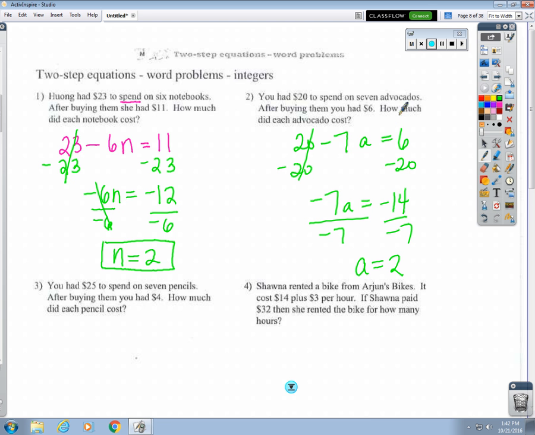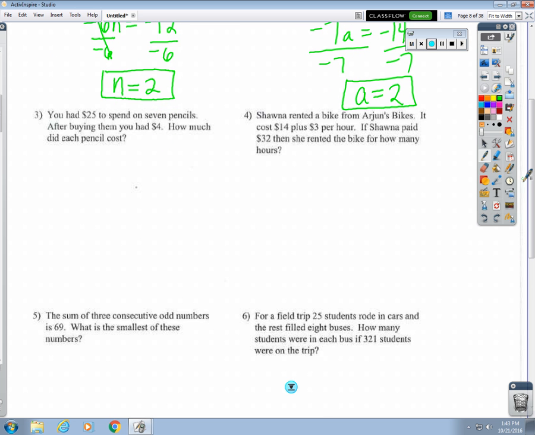So let's make sure that makes sense. If you buy 7 of them, how much money are the avocados? 14. If you hand the cashier a $20 bill, he's going to hand you back 6. Okay, number 3. Go. Number 3, you have $25 to spend on 7 pencils. After buying them, you have 4. How much did each pencil cost?